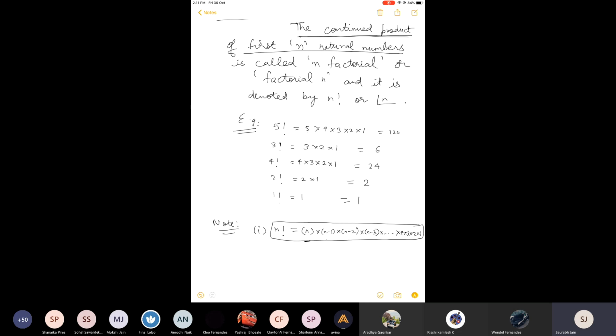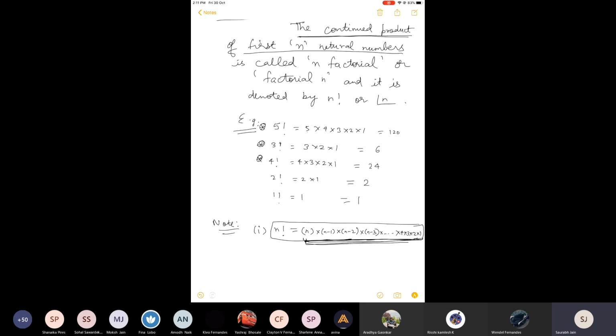n factorial is n into n minus 1 into n minus 2 into n minus 3, and this goes on decreasing till 1. This is the general formula, the more general form. Here I just told you 5 factorial. Here I told you 3 factorial. These are specific examples. But if someone asks you what is n factorial, then what is written on the right hand side is the product of first n natural numbers.